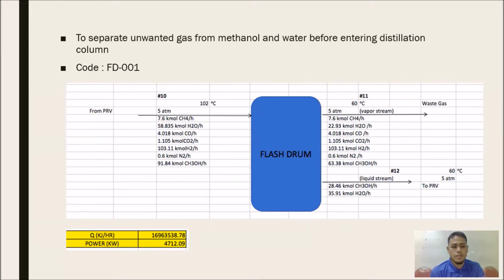So in this flash drum, the input temperature is 102 degrees Celsius, while the pressure is 5 atm, and for both of the output streams, the pressure is the same, which is 5 atm, and the temperature is 60 degrees Celsius. The heat energy that we calculate is 16.9 times 10 to the power of 6, and the power is 4712 kilowatt.